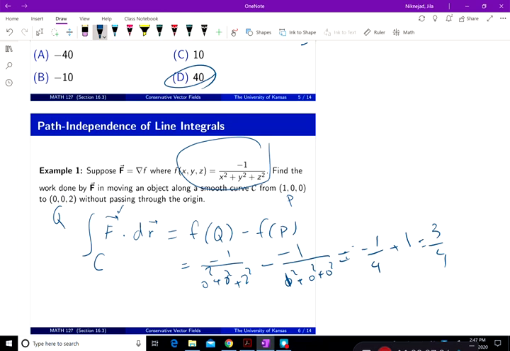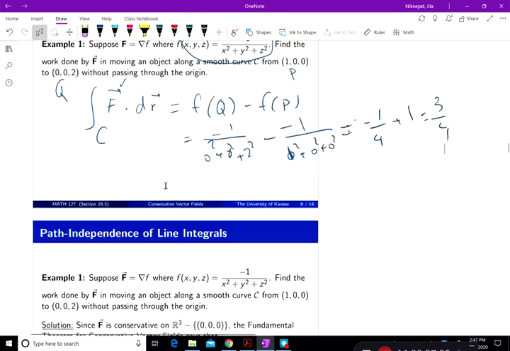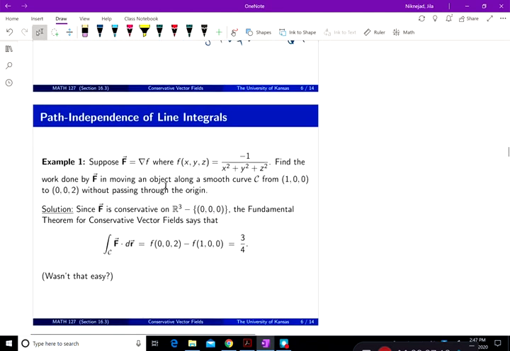Well, this is much easier than taking the line integral, basically, and that's what you want to do if you have a conservative vector field. Again, none of this is going to work if the vector field is not conservative. The fundamental theorem for conservative vector fields only works when the field is conservative.